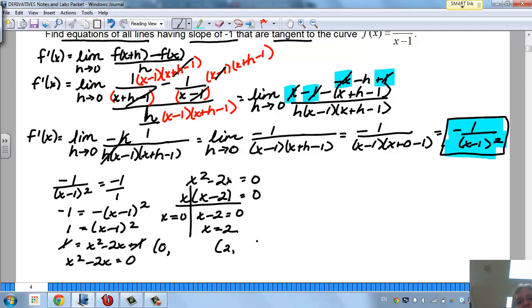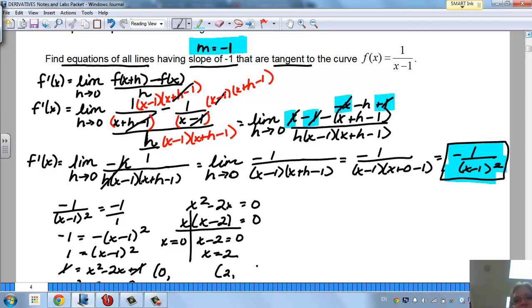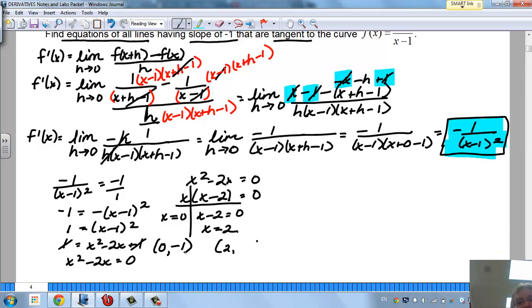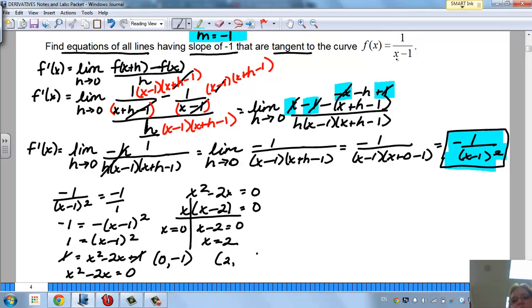So when I plug 0 back into my original to find out what point that is on my graph, I'd have 1 over negative 1, so this is negative 1. It happens at the point (0, negative 1). Now if I plug a 2 back into the original, I have 1 over 1, so this happens at the point (2, 1). So that's nice to know. At those 2 points, my slope is negative 1, but they wanted equations of tangent lines.